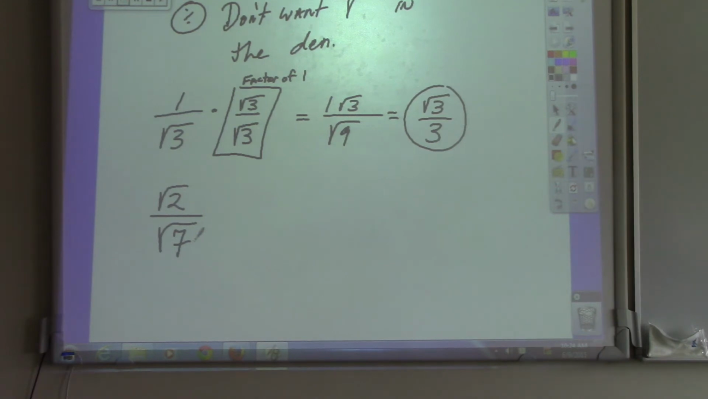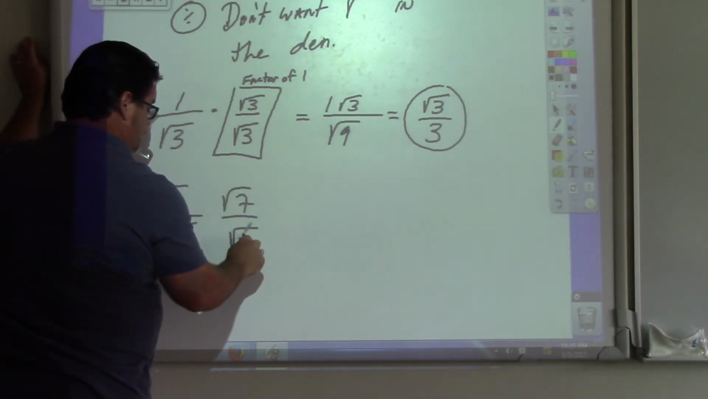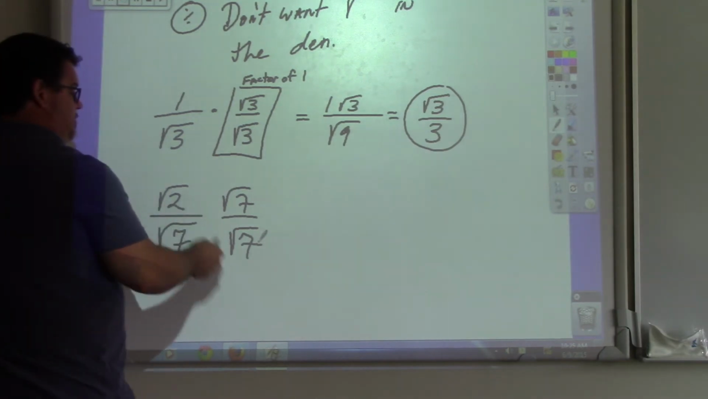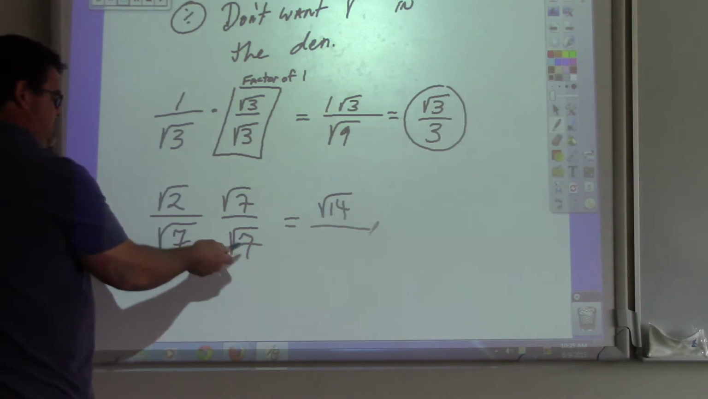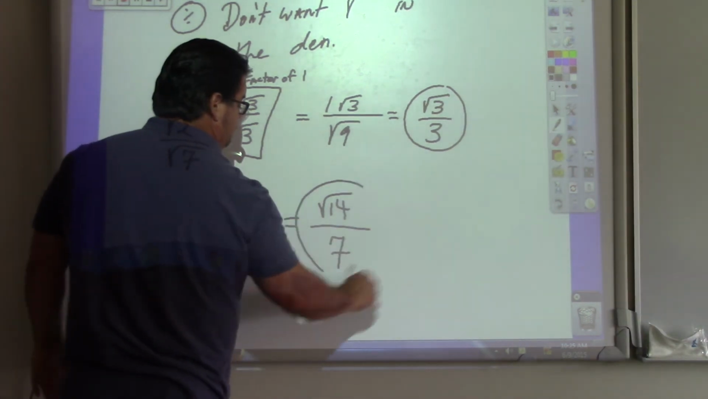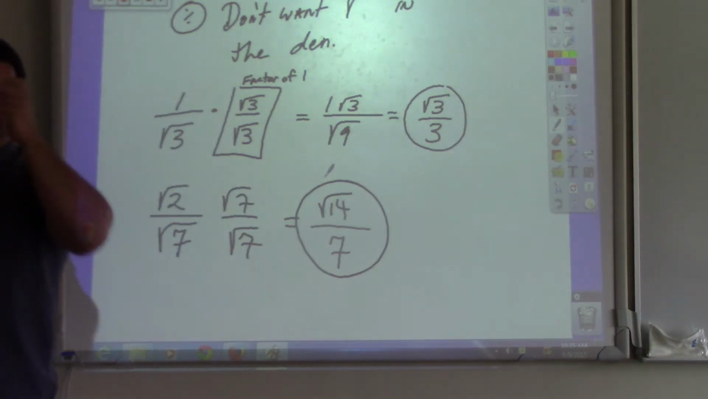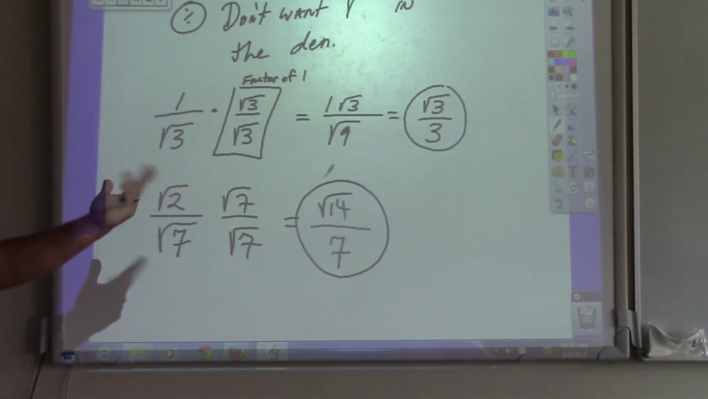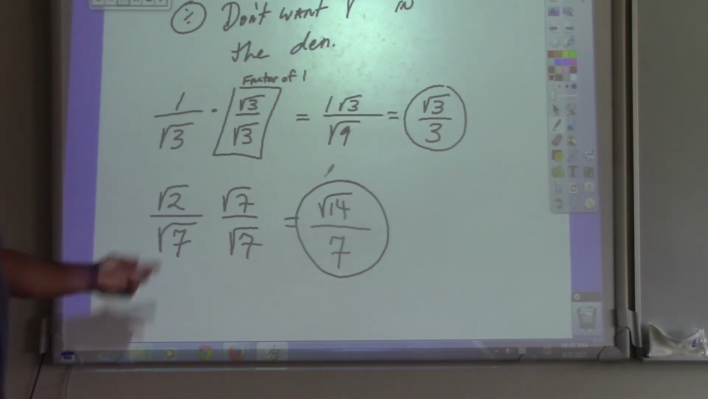So multiply by what? Square root of 7 over square root of 7. And what's the square root of 2 times square root of 7? 14. And what is square root of 7 times square root of 7? Square root of 49, which is 7. Now, why didn't I break 14 up into anything? Because the only factors of 14 are 2 and 7, and you can't take the square root of either one of those. And that will give you this right here.